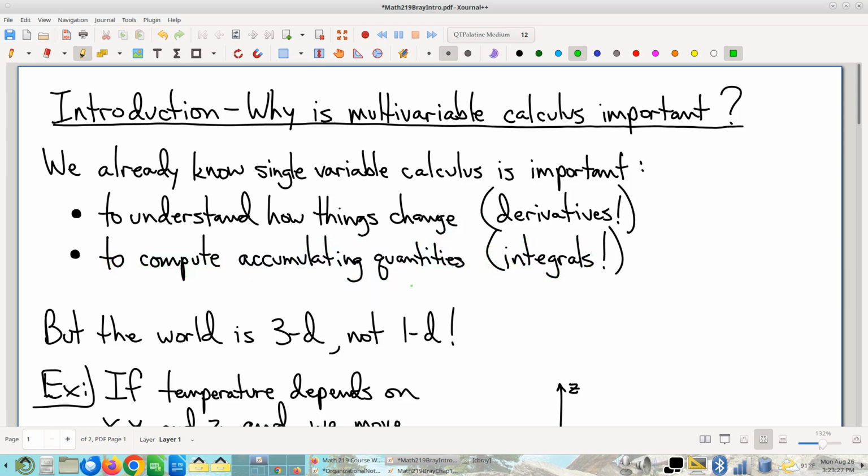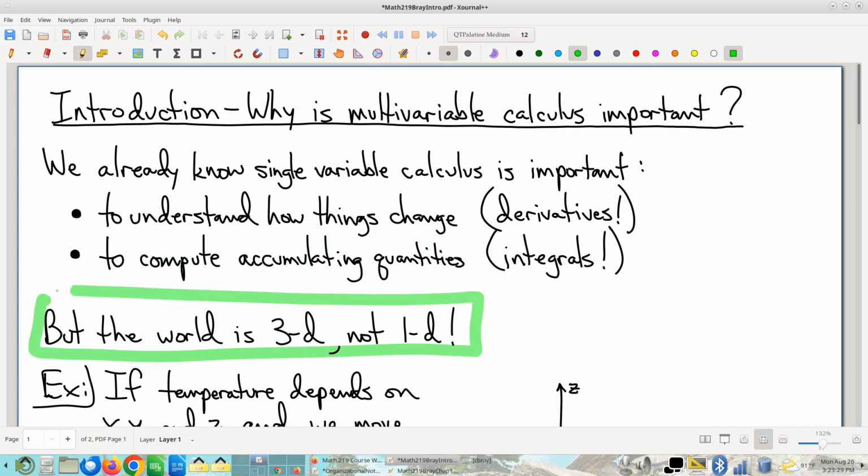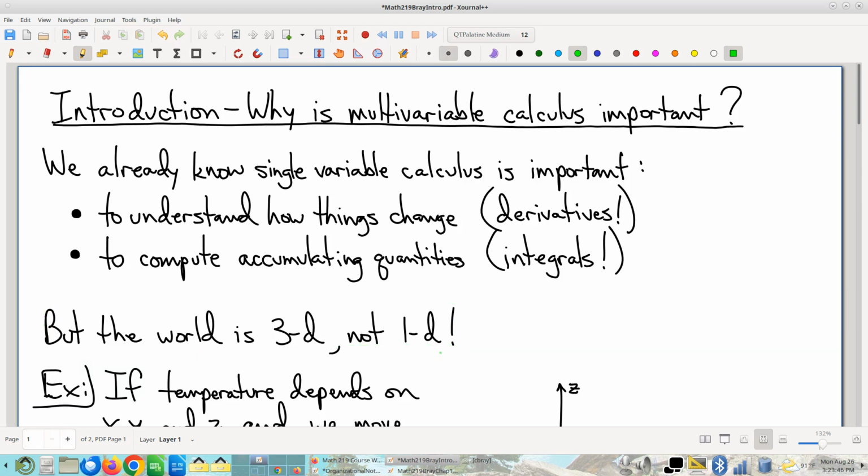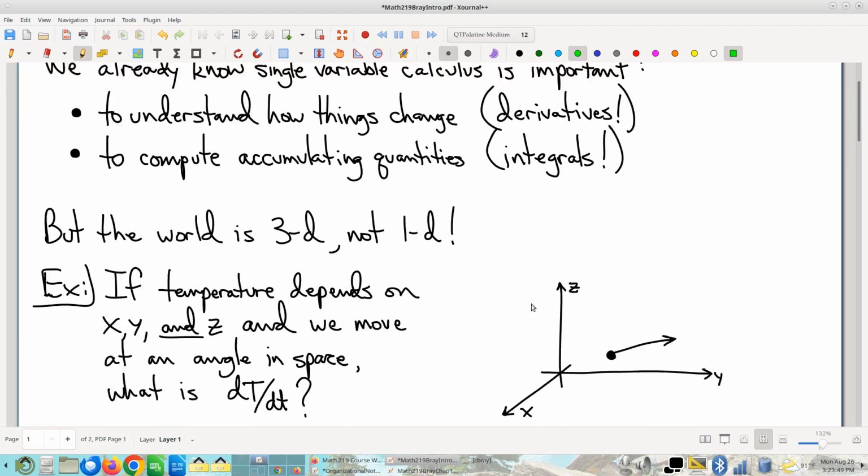Okay, so why multivariable? It's a long list of reasons, but this is the easiest one to see. We live in a three-dimensional world, not a one-dimensional world. Dimensions correspond to variables. The world's three-dimensional in the sense that x, y, z, three variables, three dimensions. Well, single variable would make sense if we lived in a one-dimensional world.